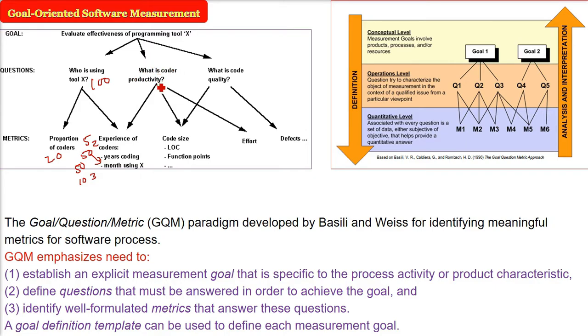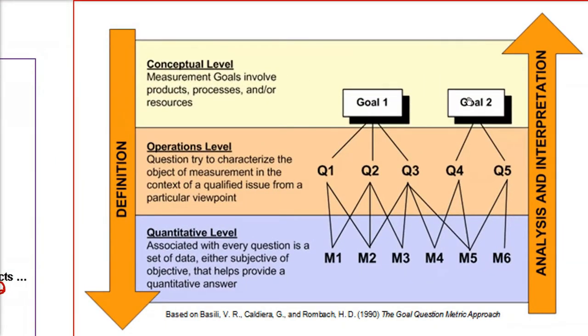Let me take one more question. What is coder productivity? If you want to use this tool, what will be the code size? How many lines of code can a coder write? 100, or 1000, or say only 10? What are the function points? We'll discuss that; just understand it is functions, procedures or methods. The next question can be, what is code quality? If someone is writing in Python, how many defects will be produced? What effort has to be put in? This is how the metrics come from the questions being answered with respect to the goal which has been decided. See here, this is the goal.